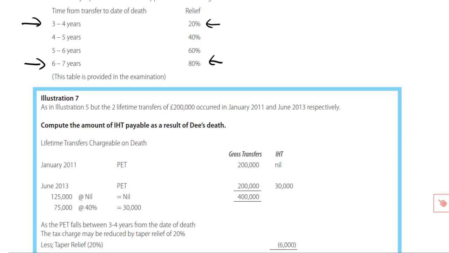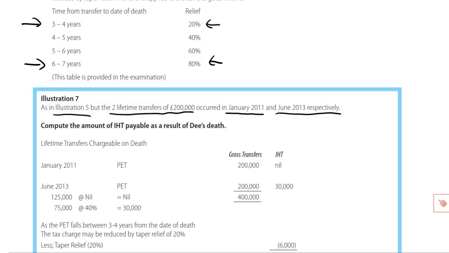Illustrated now in illustration 7, we'll have same as illustration 5, but this time those two lifetime transfers, instead of both being in 2014, June and August 14, will now redate, the earliest one at January 2011 and the second one at June 2013. Both of those now, though within the 7 years of the date of death, are again also more than 3 years from the date of death.